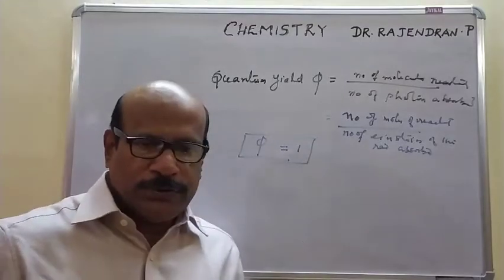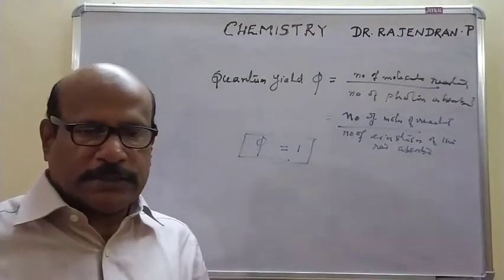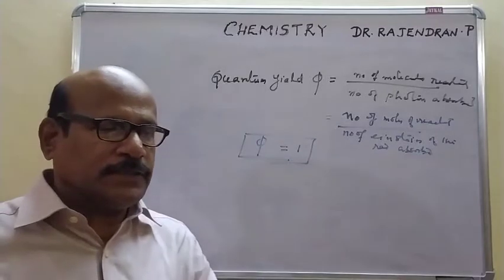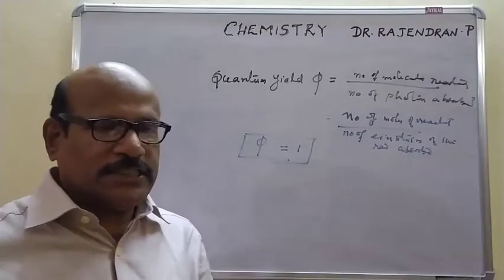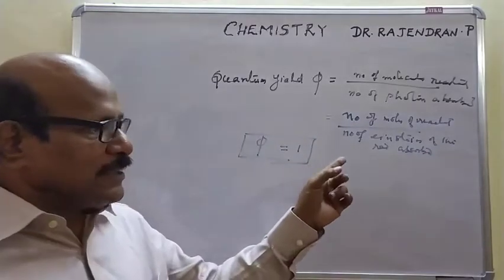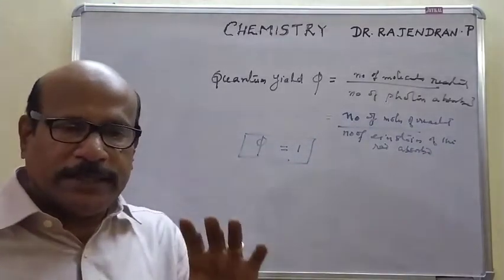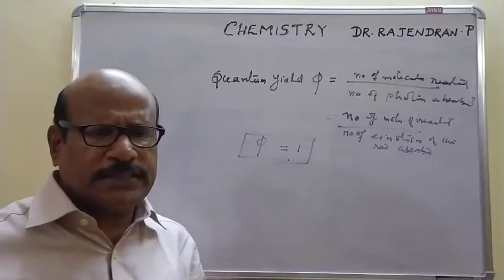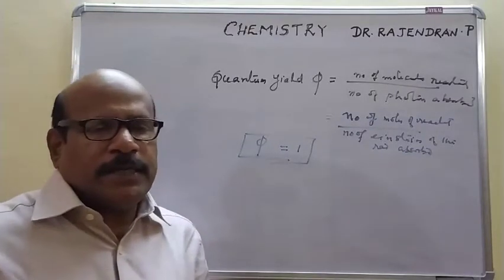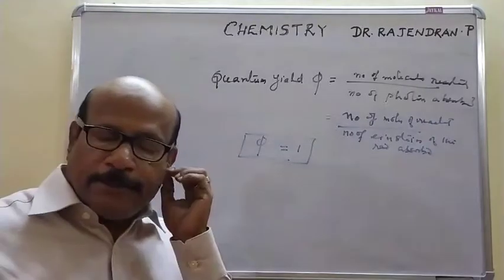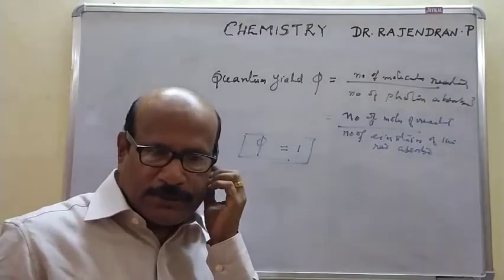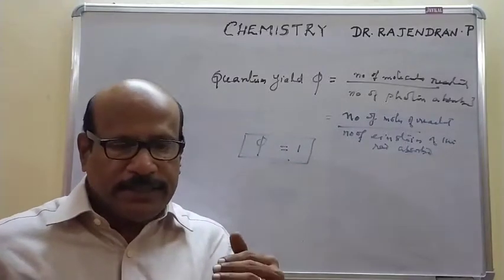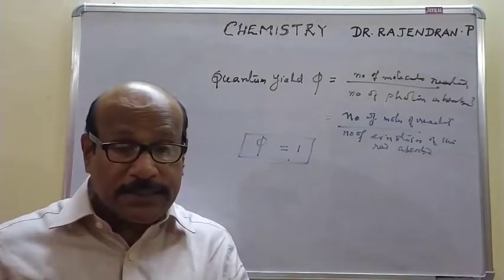process. That is true. When we apply this law to the primary process, the light absorption process, the step in which the reactant molecule absorbs light and gets excited directly to the photoexcited state, that is called the primary process. And this law is strictly valid. If we apply this to the primary light absorption process, phi should be equal to 1. But in most cases, the primary process is followed by a secondary process in which the photoexcited molecule or species may undergo de-excitation, or it may undergo certain chain reaction.